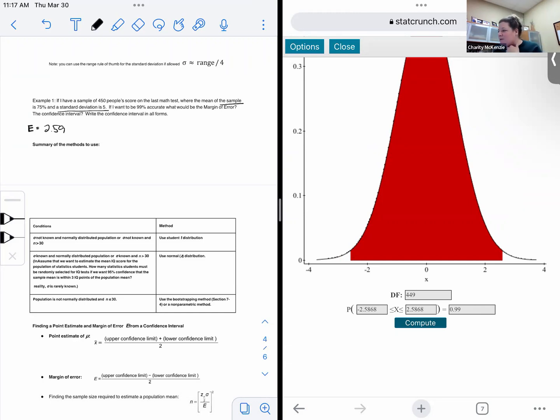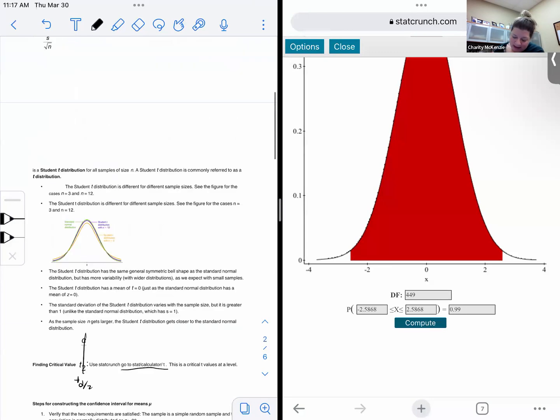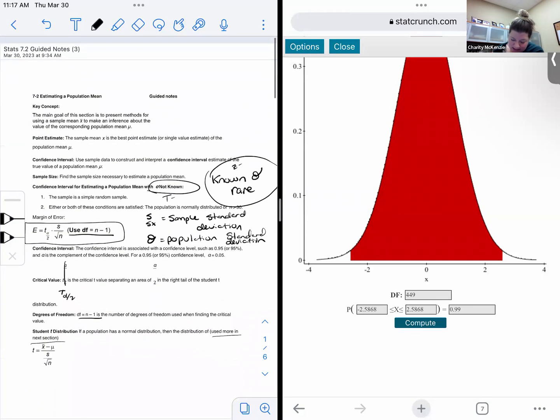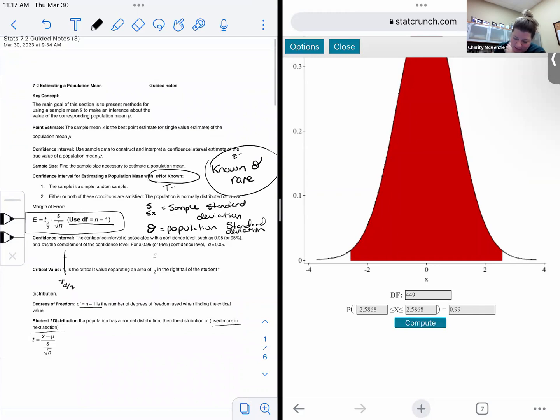Okay, so we're going to use 2.59. And then from here, we're going to times it by, let's just scroll up. I hate when I scroll. And here's our formula right here. So we're going to do the standard deviation of the sample divided by the square root of n. And we just did all that time to find this value.